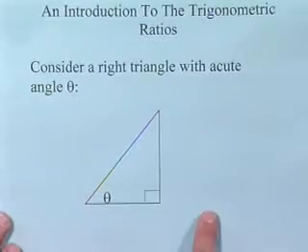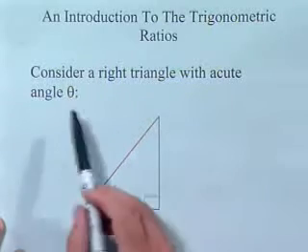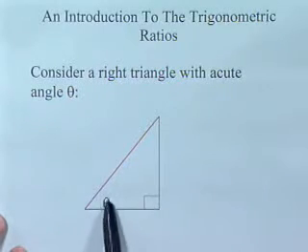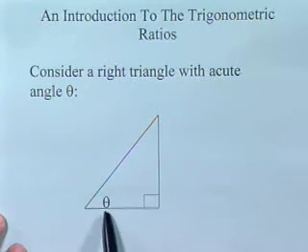Let's take a look at the first three trigonometric ratios, okay? First of all, let's take a look at a right triangle. Here's a right triangle with an acute angle of theta right here. This is my acute angle. Remember, acute means an angle less than 90 degrees.